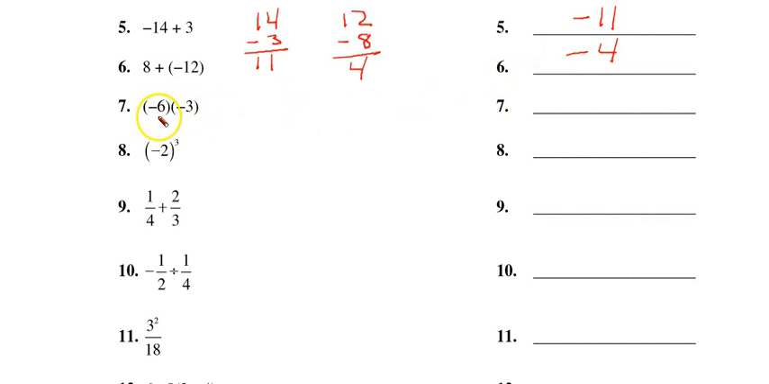Now the rule here for multiplying two terms with the same sign, the results will be positive. Usually we don't write the positive, but that way we know we've addressed the sign, and that's 18. Now here, when we are raising a value to an odd power, and our base is negative, our results will be negative. And then 2 to the third is 8.